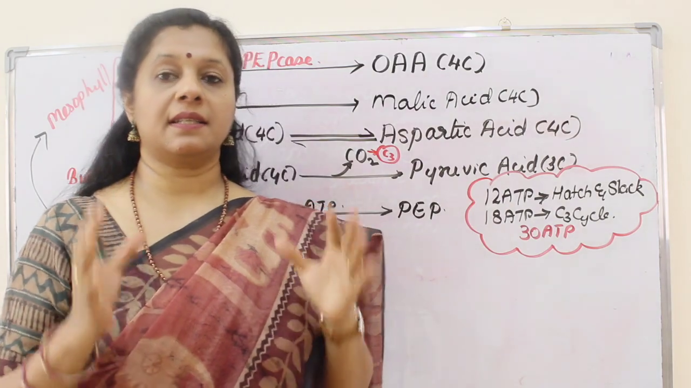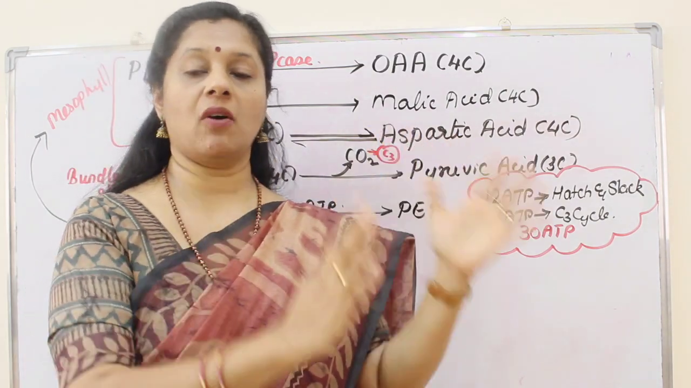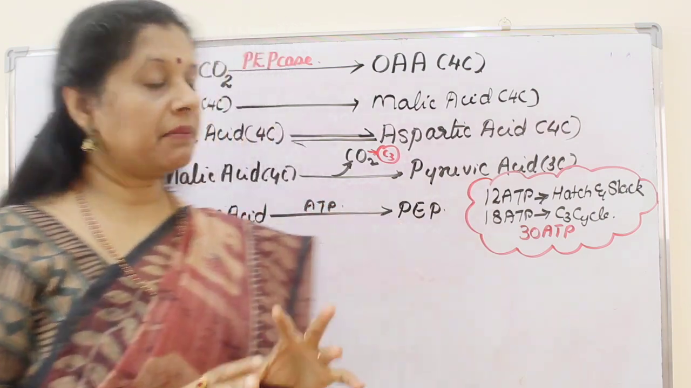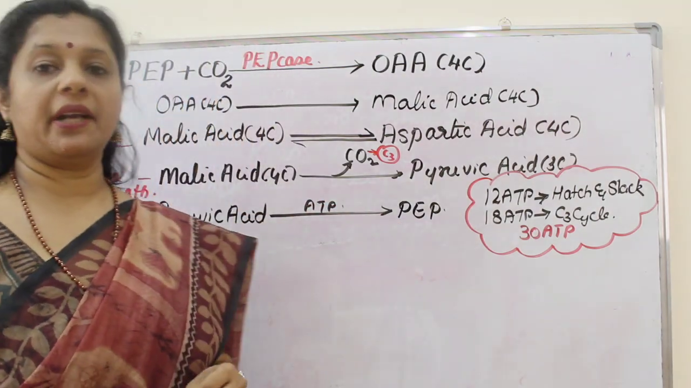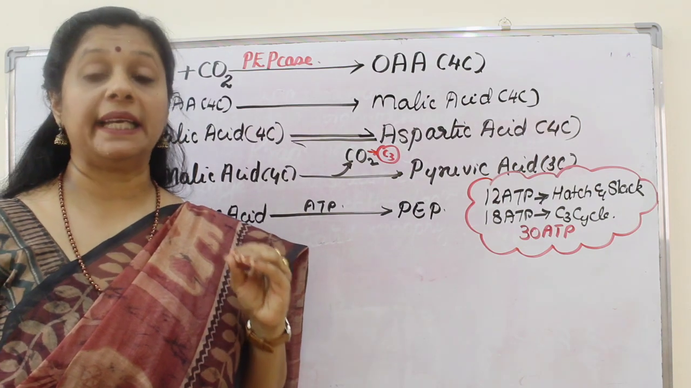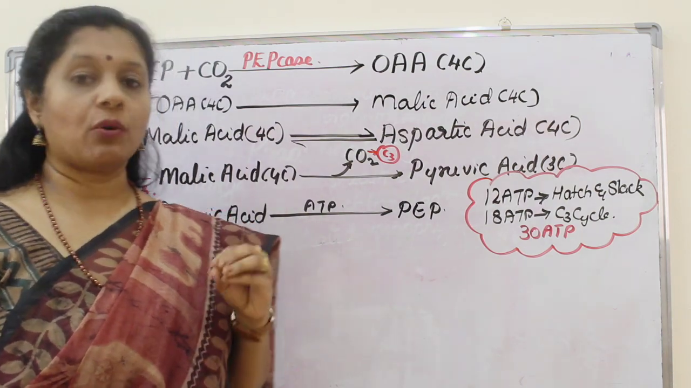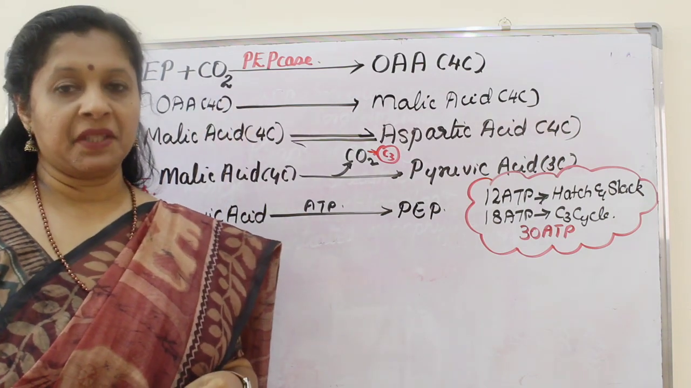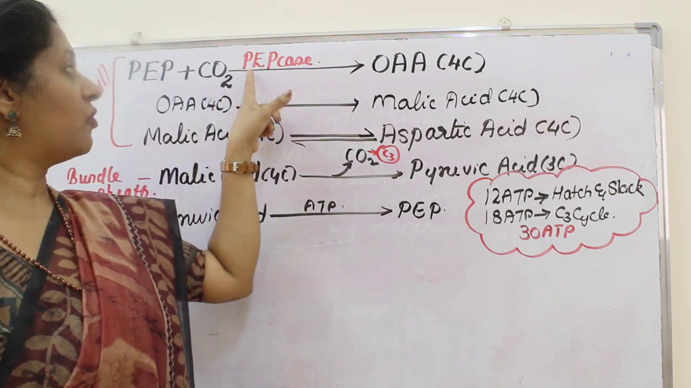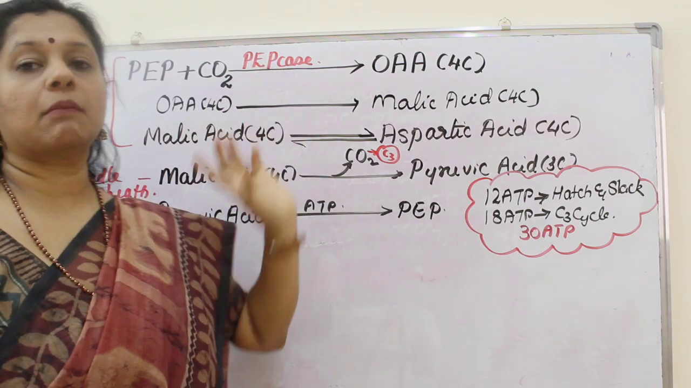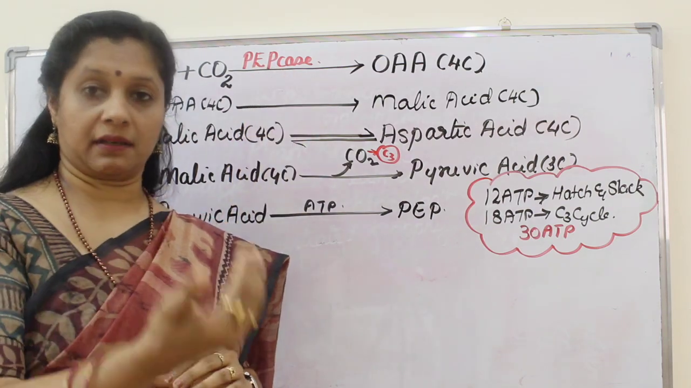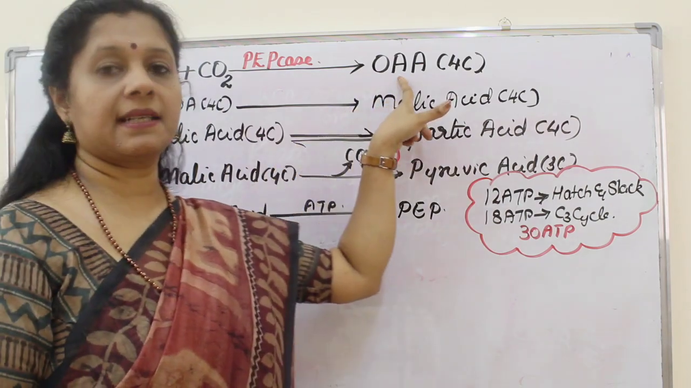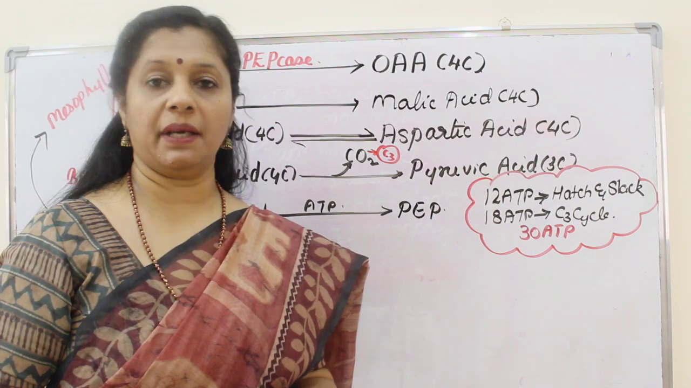As we discussed, the idea is to keep only carbon dioxide near Rubisco and oxygen away from Rubisco. For that, the mesophyll cells have the primary carbon dioxide acceptor called phosphoenol pyruvic acid. So phosphoenol pyruvic acid will combine with carbon dioxide in the presence of the enzyme phosphoenol pyruvic acid carboxylase. This will catalyze only the carboxylation reaction. As a result, a 4-carbon acid called oxaloacetic acid will be formed.